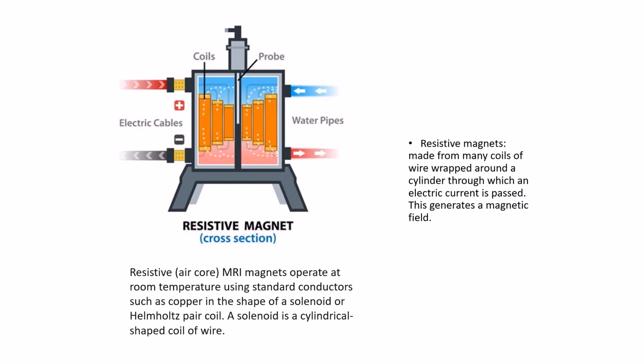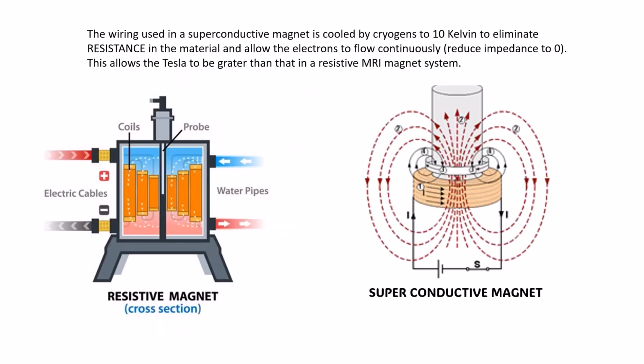With a standard conductor for a wire, it takes a great deal of electricity to move the electrons through the wire because of impedance or resistance. A special type of material using niobium alloy is used in superconductive magnets. These wires are cooled by liquid nitrogen to about 10 degrees Kelvin, or 4 degrees Kelvin would be absolutely perfect.